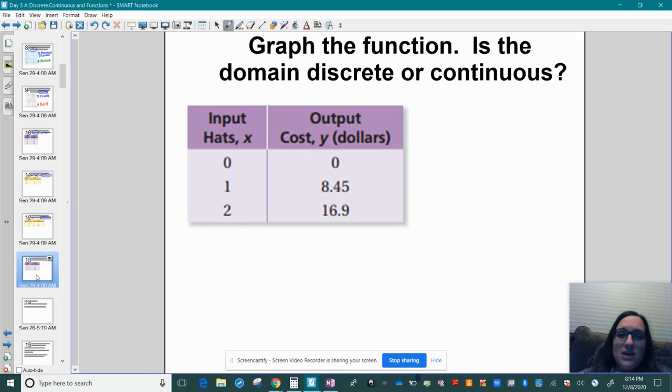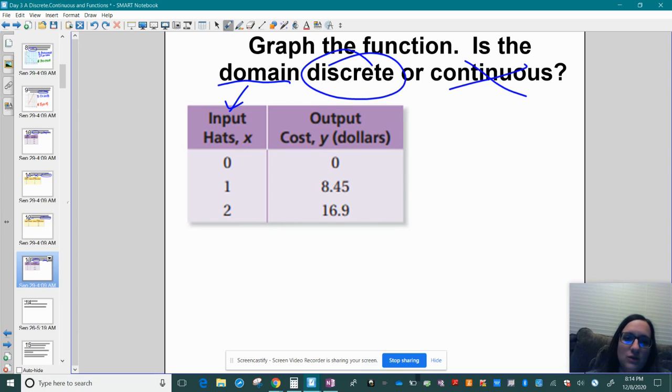All right, domain, discrete, or continuous. Okay, so we're domain, our X, our input, hats. Can you buy half a hat? No. Be careful, these are decimals, but they're asking is the domain discrete or continuous? And it is, in fact, discrete, not continuous.